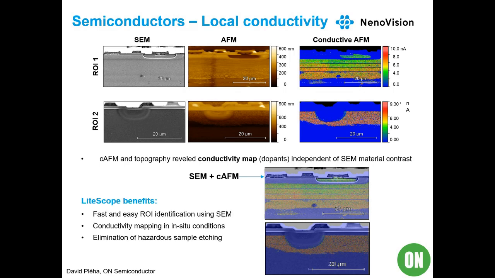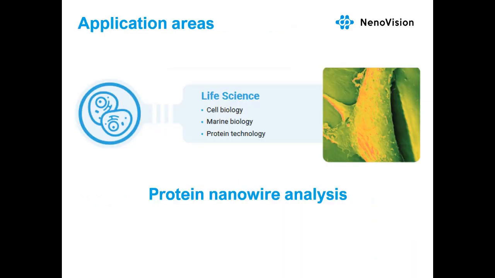So at this point, I would like to again highlight that the huge advantage of using the AFM in SEM is an easy localization of the region of interest, and then really fast conductivity mapping in situ conditions. This brings me to the last application area, which is life science application. And here we chose the protein analysis, protein nanowire analysis.